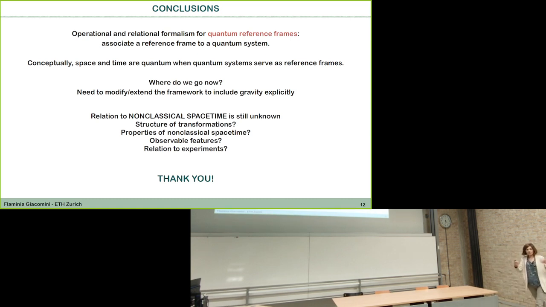What is the structure of reference frame transformations? What are the properties of non-classical spacetime and how do they vary when I change quantum reference frame? What are the observable features that possibly we could even test in experiments that are now trying to realize a quantum superposition of massive objects? And do we gain anything with this quantum reference frame perspective? So these are all questions that I'm going to address in the future in my next research. And with this, I would like to thank you for your attention.